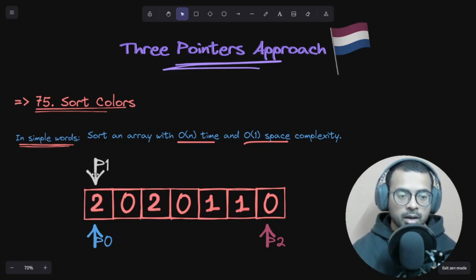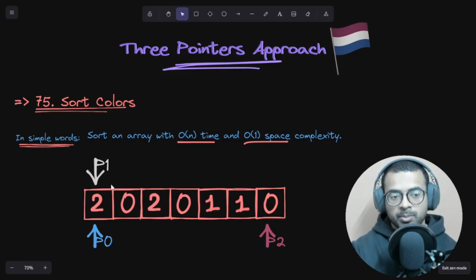Now what about the main traversal? We are going to check all the conditions with P1. Let's say P1 is pointing towards 2, then what will happen? We are simply going to swap the 2 with whatever element P2 is pointing towards, and then move P2 one step towards the left side, so you can say one step backwards.